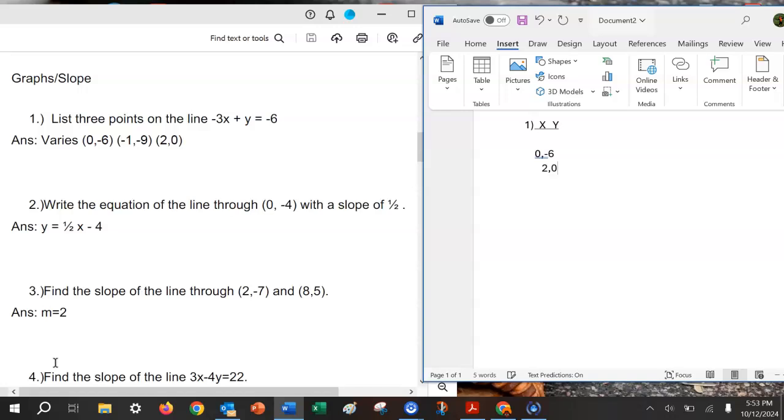Then I have to substitute something else in. I might as well choose 1. They chose negative 1, but I'm going to choose positive 1 for x. So positive 1 gives me negative 3 times positive 1, which is negative 3 on that side. So I would have to get y by itself, add 3 to both sides. So it would be negative 6 plus 3, giving me a negative 3.